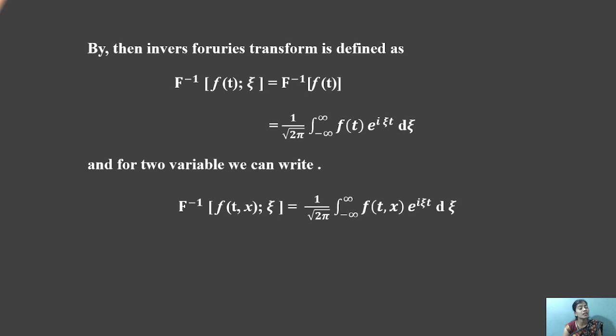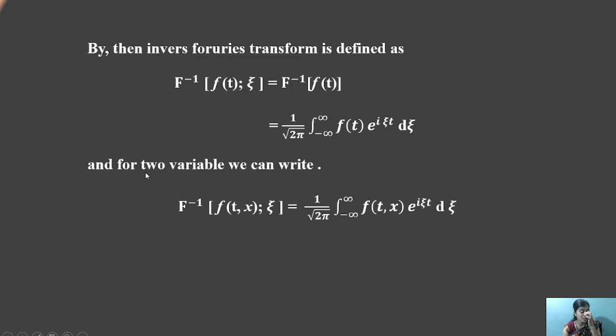What is the formula of the inverse Fourier transform? The inverse Fourier transform means F to the power minus 1 of f of t, xi, equals the inverse of the Fourier transform. The formula of f of t is 1 upon square root of 2 pi, integration from minus infinity to infinity, f of t e to the power i xi t d xi. Here, the dt is represented as d xi.